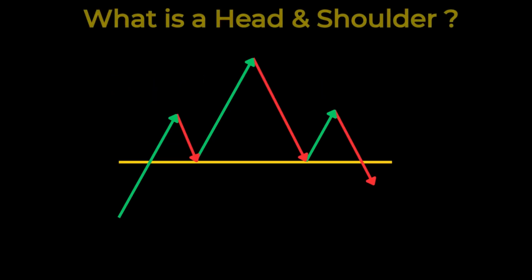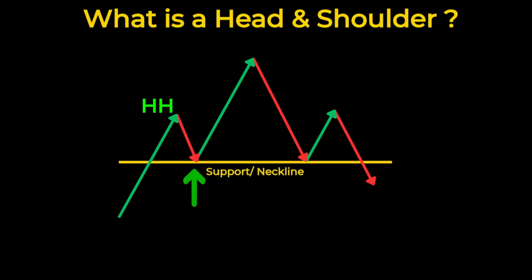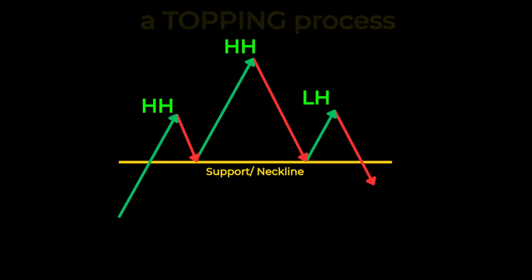Head and shoulder is when an uptrend makes a new high, pulls back, finds support, bounces back up, makes another higher high, but pulls back again to the same support neckline before attempting to make another higher high but fails and pulls back to the neckline again and breaks below it. This is a topping process.